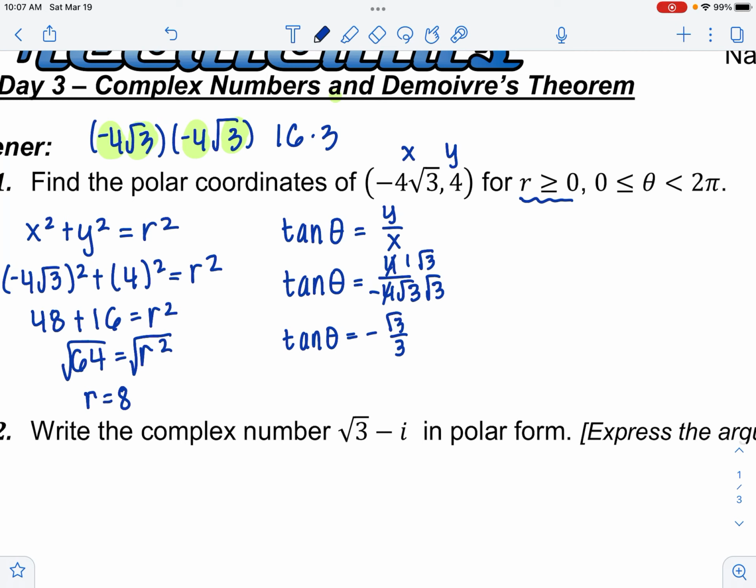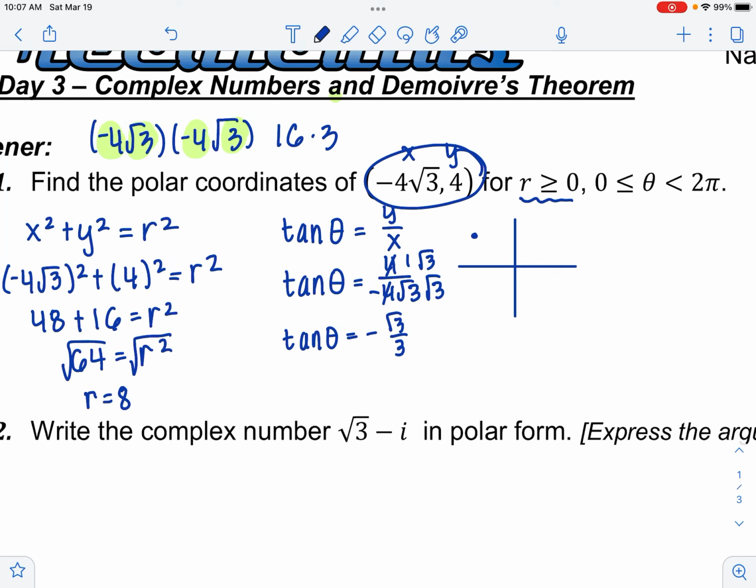All right, so now remember, I need to find the angle that has a tangent of negative root 3 over 3. There's 2 angles in the unit circle that have this as a tangent, but we're only looking for one of our angles. So which one is it? We are going to use our point for help on that. So if we were to graph the point negative 4 root 3, comma 4, we would go left and up. So this is our angle in the second quadrant.